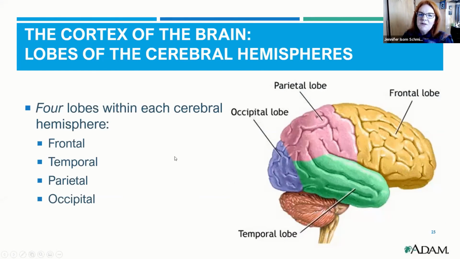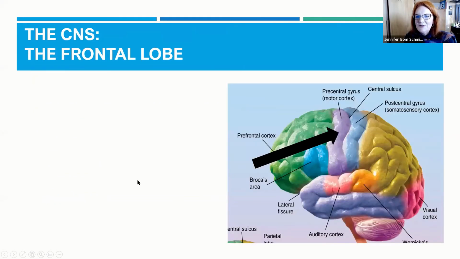Oh, one thing I want to mention is if you have a hard time remembering these, then just remember the sentence, "Freud took his pants off." If you can remember that, then you'll know frontal for Freud, temporal for took, pants is parietal, and then occipital is off. Okay, so that'll help you remember the four. And then right down here, we have the cerebellum. We'll talk about that later on in the semester.